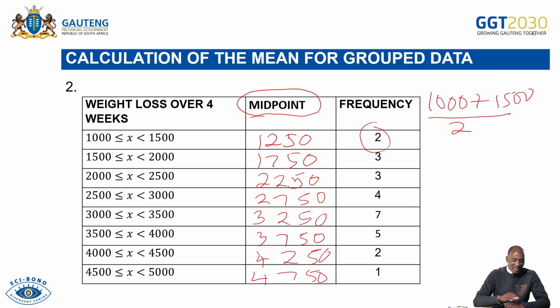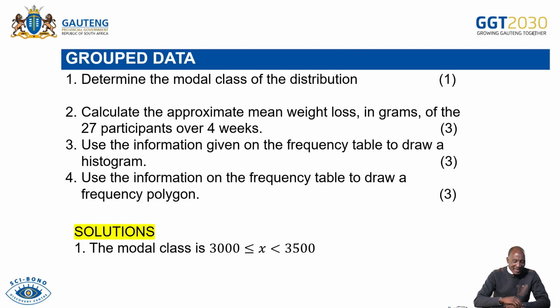That was our next question. It says, draw a histogram. Use the given information to draw a histogram. This is a type of graph that uses rectangles, and those rectangles have a height which corresponds to the frequency of that class and a width which is the class interval.